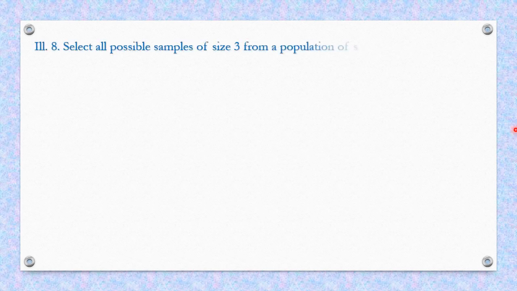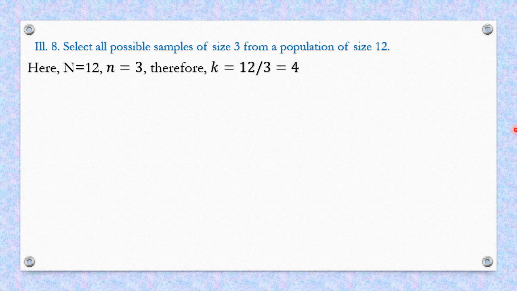Illustration 8: select all possible samples of size 3 from a population of size 12. Now this is a very simple question, but there is a trick to it. Total are 12 and n is 3, so the sampling interval is 4. The question here is all possible samples.